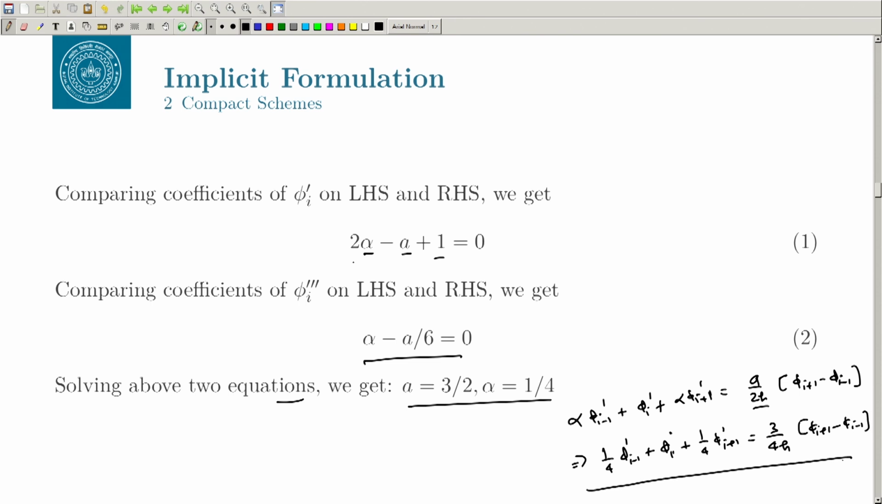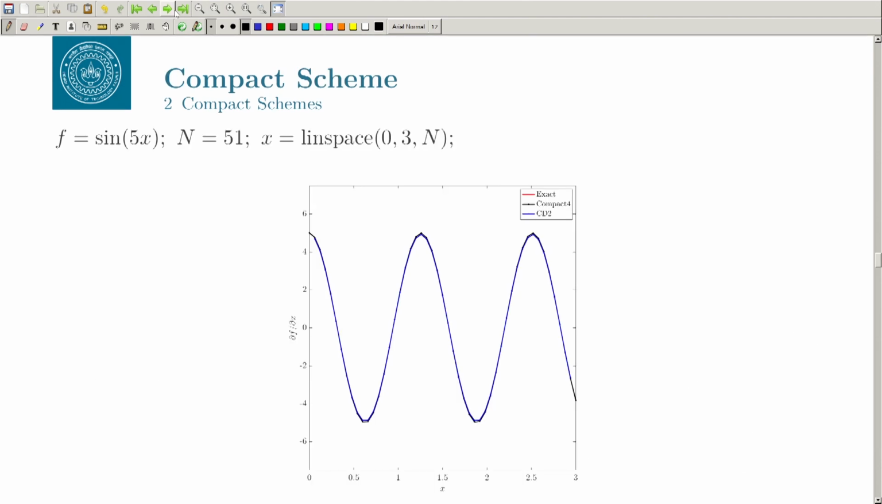So, you can write a little piece of code to solve these equations, the entire system of equations for phi I prime, and when you invert it you can get the gradients everywhere. So, similarly you can go for the higher order. I just want to show you some results.